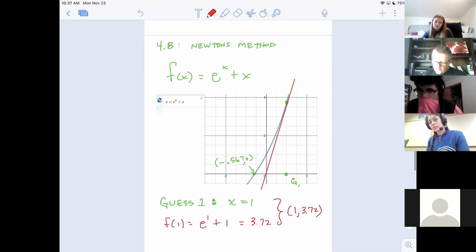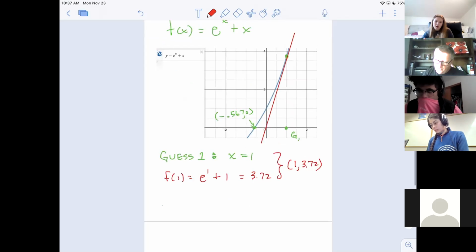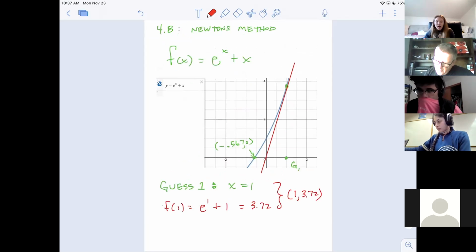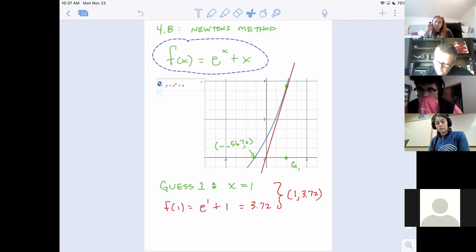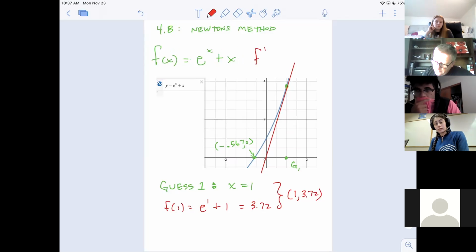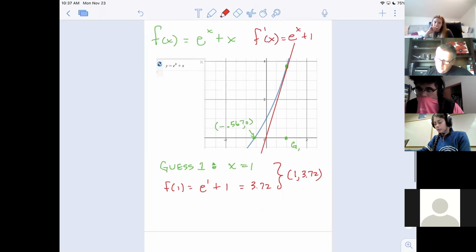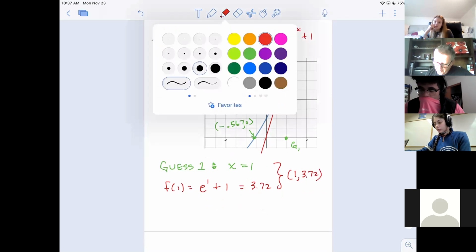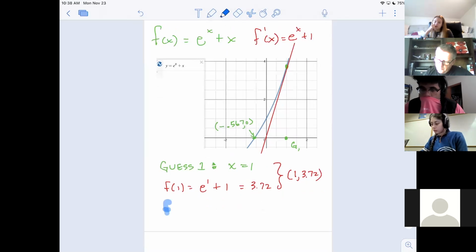And then, as you know, I have to go get the slope. Well, let's see, what's the derivative of this? If the equation itself is f of x equals e to the x plus x, notice this is an easy derivative to take. The derivative of e to the x is e to the x, and the derivative of x is 1. So there's the derivative equation. Now I can go down here and find the slope. Again, this should all be things where you're going, oh yeah, I've done that before.